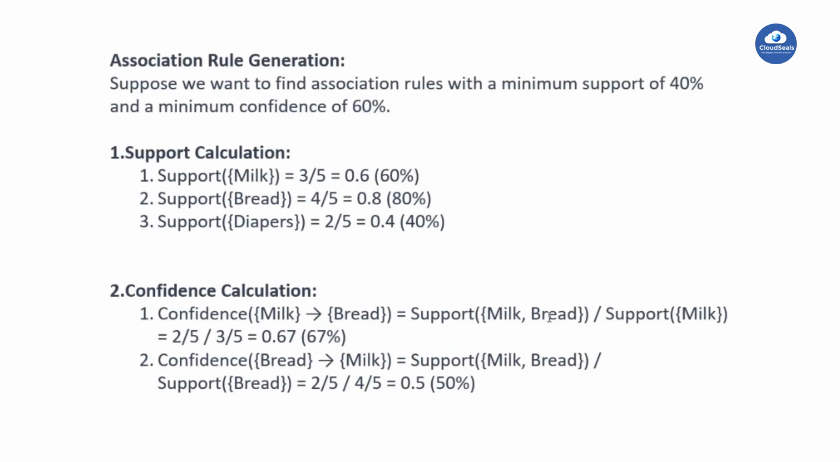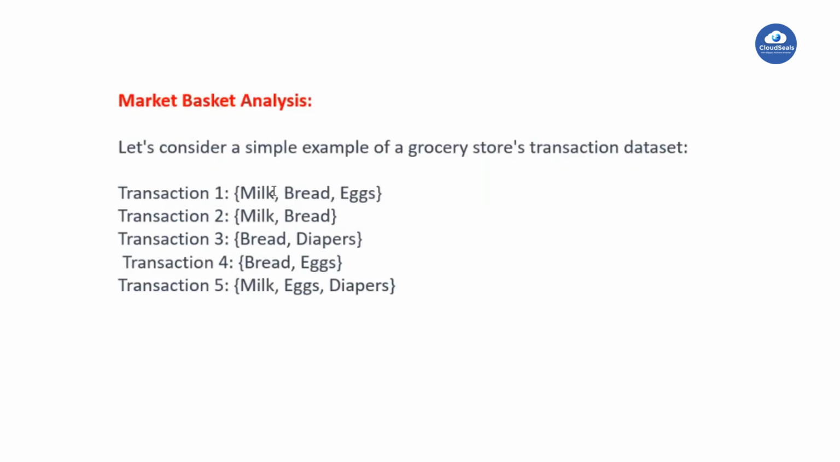Same thing here, support of milk and bread. This time, in the denominator we take the total transactions. But in the numerator we are calculating for both milk and bread, so we need to choose the transactions that have both milk and bread. That is this one. Milk and bread appear together in two transactions. In the third transaction, milk is present but there is no bread. In the other two transactions, bread is present, but there is no milk.